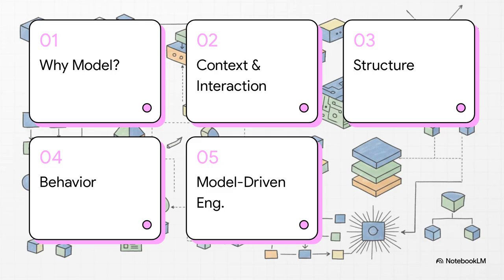So here's how we're going to tackle this. We'll start with the big question. Why even bother modeling? Then, we'll look at the system from the outside in. First, its context and interactions, then its internal structure, and after that, its behavior. And to wrap it all up, we'll touch on something called model-driven engineering.